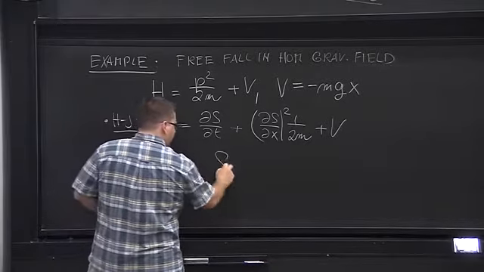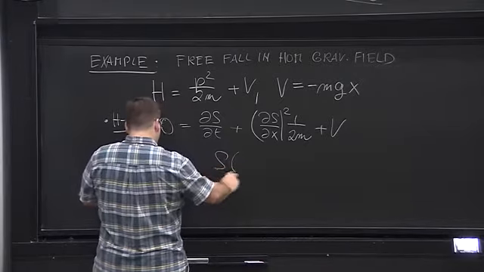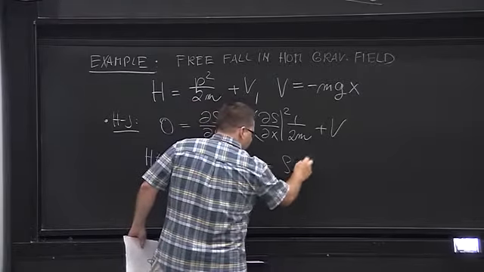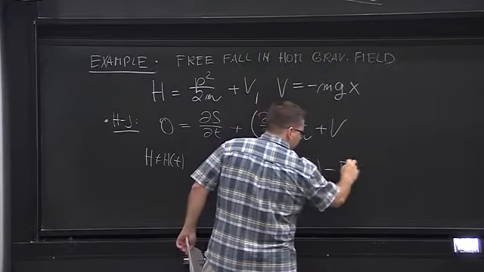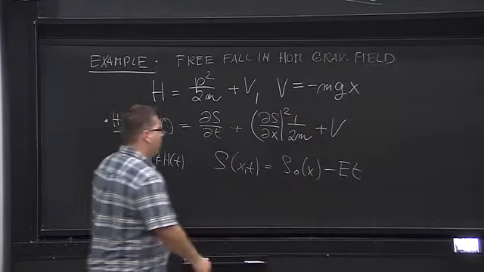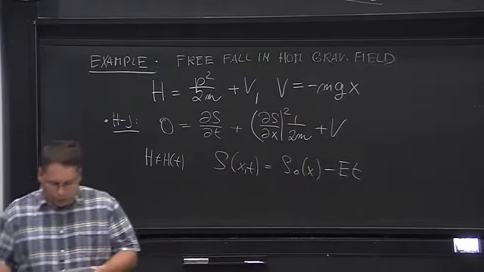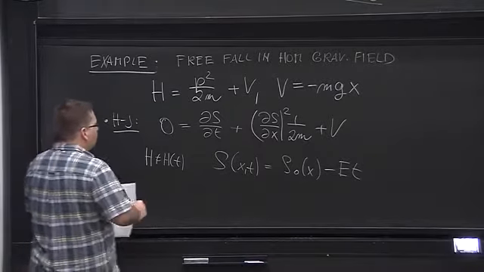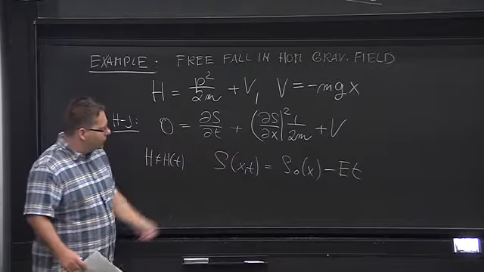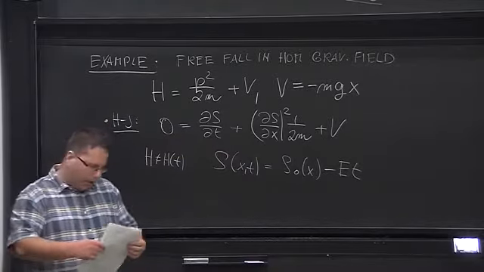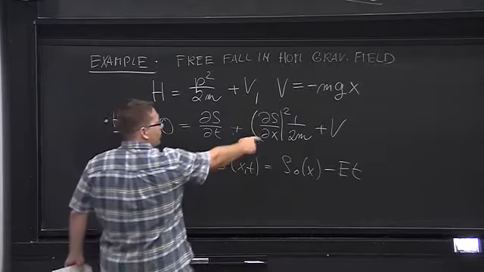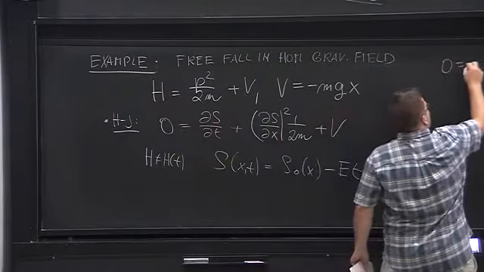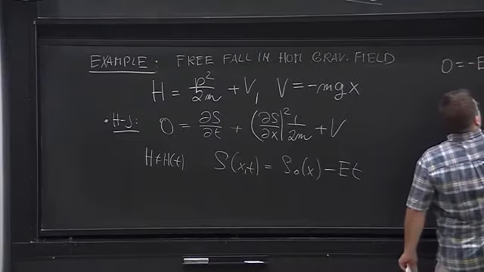And so we can try S, which depends on x and t, to be S0, which depends only on x, minus E times t. Okay, so this has to work. Right? So now this derivative of S with respect to t just gives me minus E. And then this just becomes dS0 over dx.